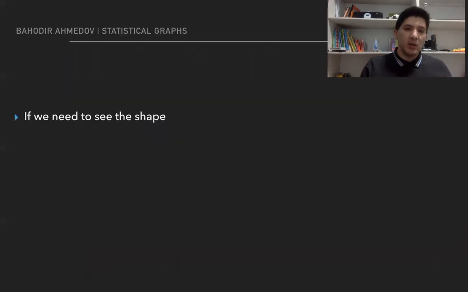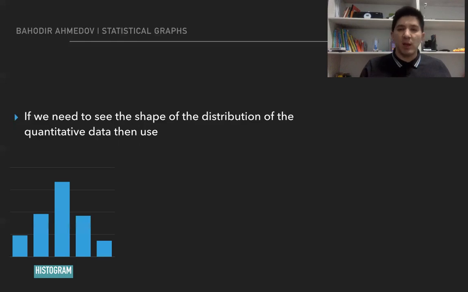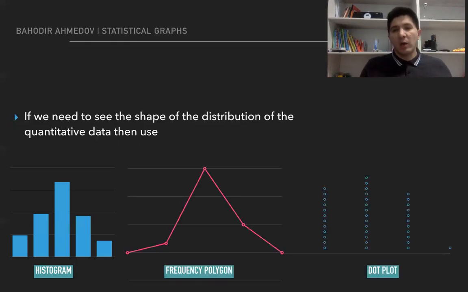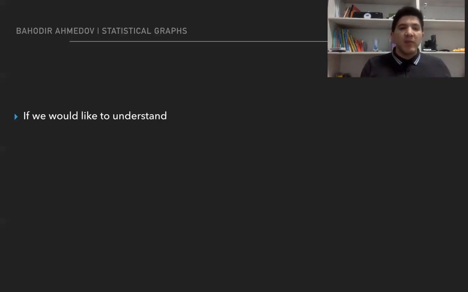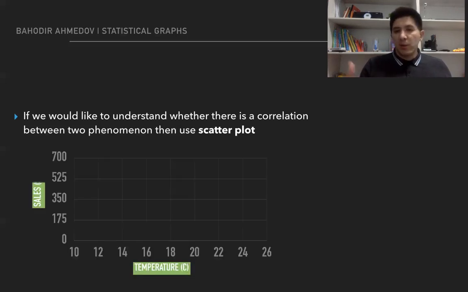So let's summarize all of the graphs. If we would like to see the shape of the distribution, we need to use graphs like a histogram, a frequency polygon, or a dot plot, which are going to tell us the distribution of the data points. If we would like to understand whether there is a correlation between two phenomena, then use the scatter plot. For example, if I would like to understand how the sales change depending on the temperature, we can use the scatter plot.